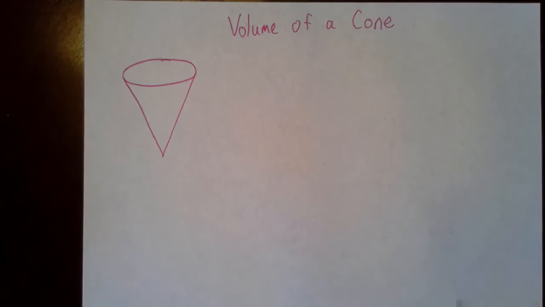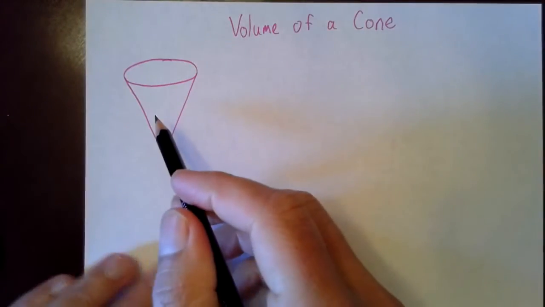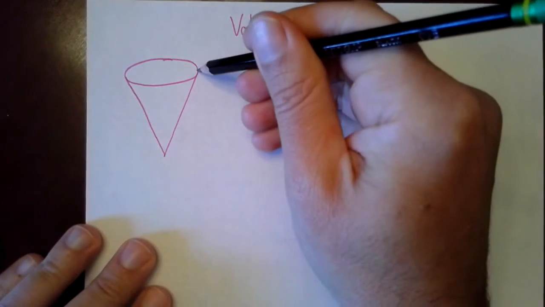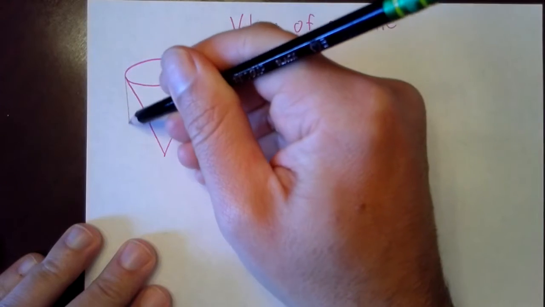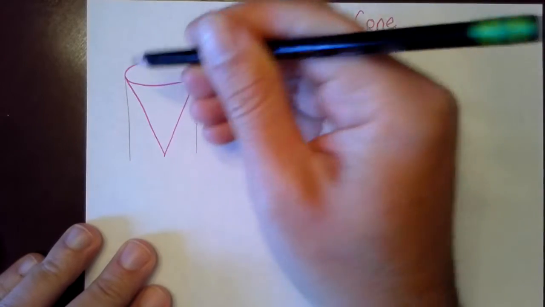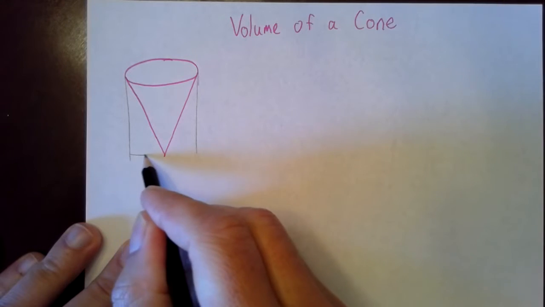Let's find the volume of a cone. The volume of a cone has a very interesting relationship with the volume of a cylinder. So what I'm going to do, I drew this amazing looking cone here, and I'm going to put it in a cylinder with the same dimensions, meaning it has the same top. It goes to the exact bottom.